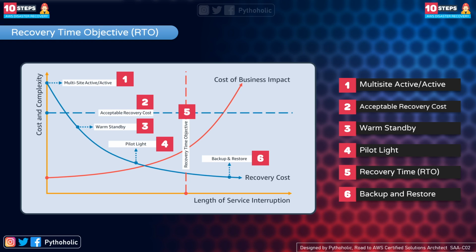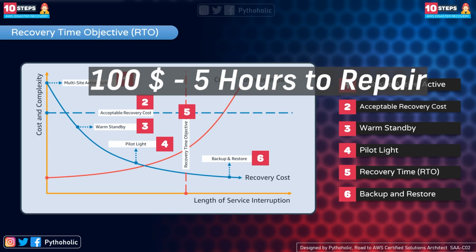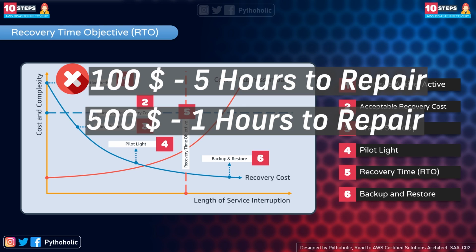Let's suppose I give you a device that is broken and I ask you to repair it. And you tell me that it will cost you around $100 and it will take 5 hours for you to get it repaired. Okay, that's good, but I want it to be repaired much faster. So I visit another shop, a person, and ask him to repair it. So that person said that he or she is going to charge me around $500 and it will be repaired in 1 hour. So this is very good in terms of time, but I don't have $500. So it's something that my business cannot afford.